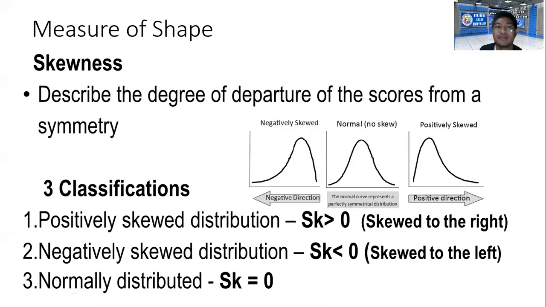We have also here the measures of shape. We have skewness and kurtosis. So let's start with the skewness. Skewness describes the degree of departure of the scores from asymmetry.